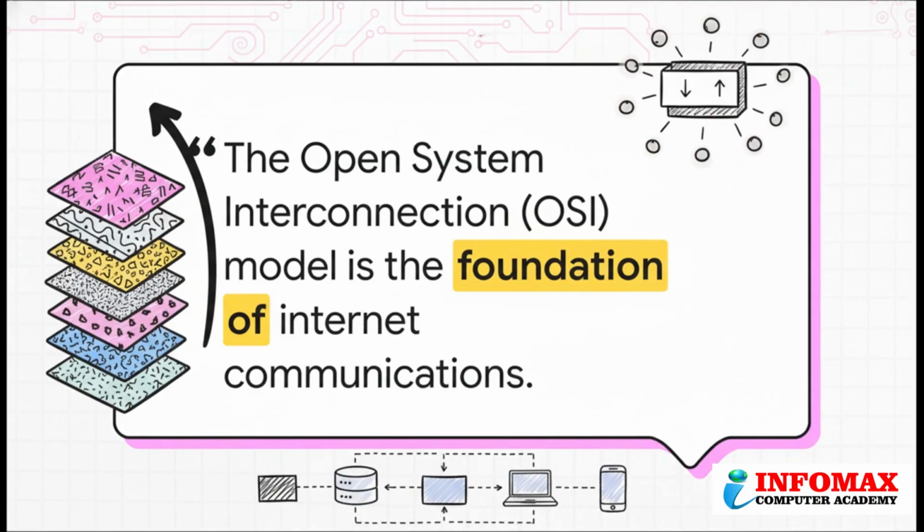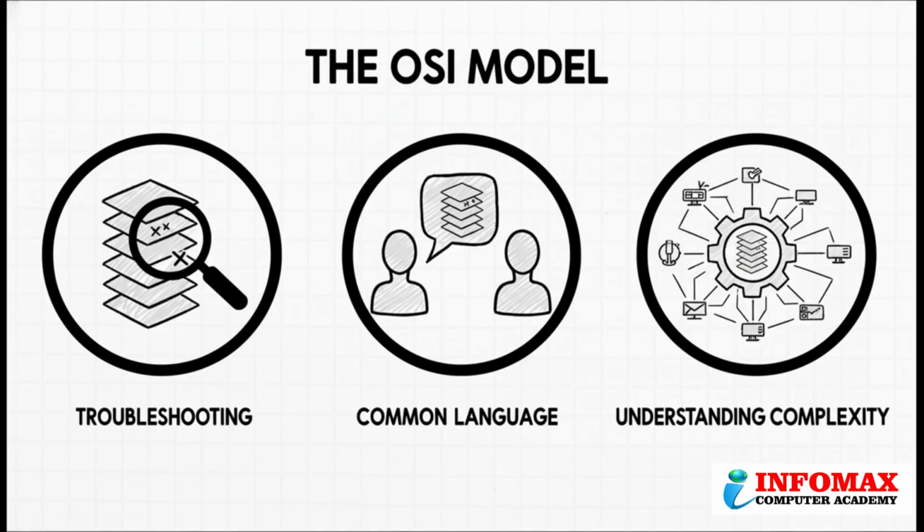Now, it's true that in the real world, engineers often use a slightly simpler model day to day, but the OSI model, that's the ultimate blueprint. It's the reference guide that everyone comes back to. So why does this all matter to you? Well, for one, it's the ultimate troubleshooting guide. If your internet's not working, is it a Layer 1 problem, like a cable that's unplugged? Or is it a Layer 3 problem with your IP address? This model gives you a logical way to figure it out.